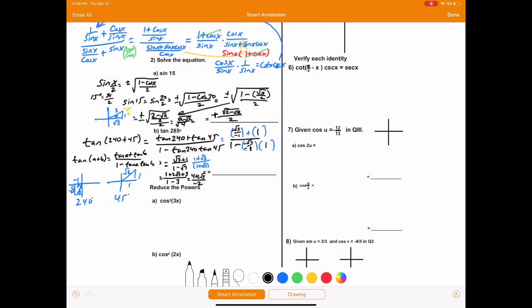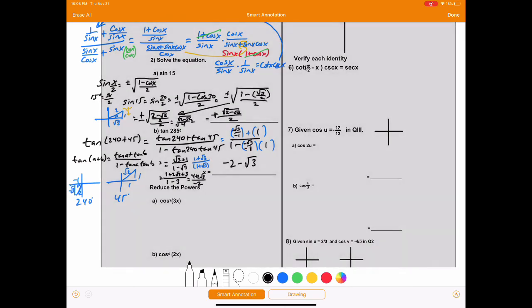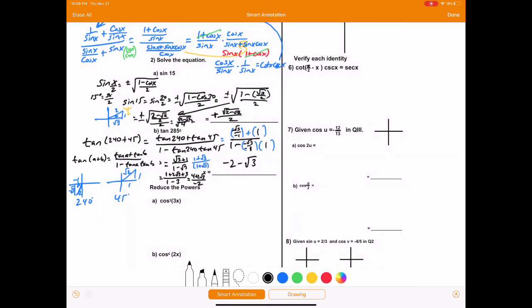And as we simplify that, 1 plus 3 is 4, plus 2 square root of 3 all over 1 minus 3, which is negative 2. We're going to divide negative 2 by both these values. And so 4 divided by negative 2 is negative 2. And 2 divided by negative 2 is going to be a negative 1 left over square root of 3. And so that answer is going to be negative, and tangent in quadrant 4, because the angle 285 degrees is in quadrant 4.